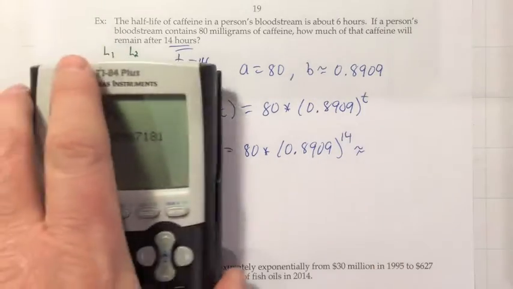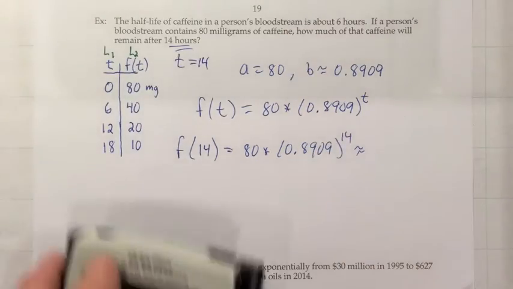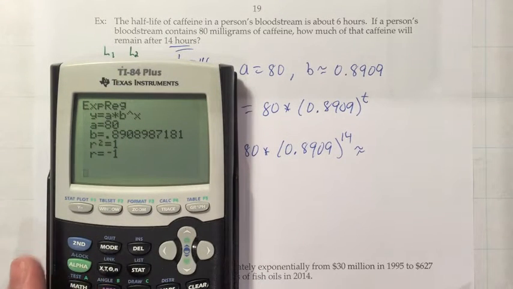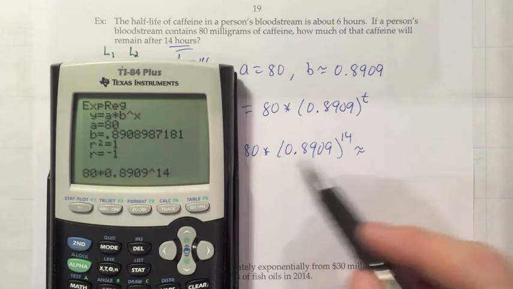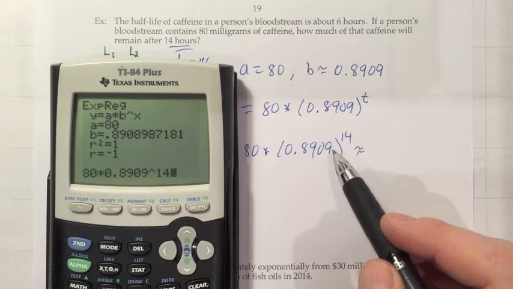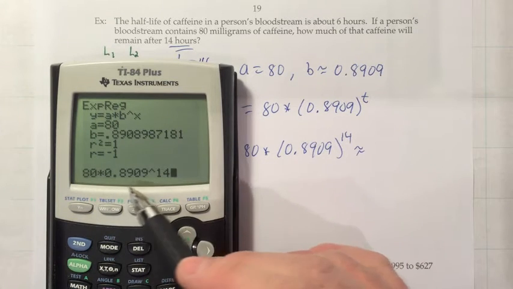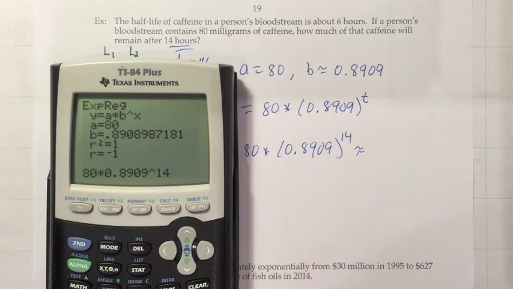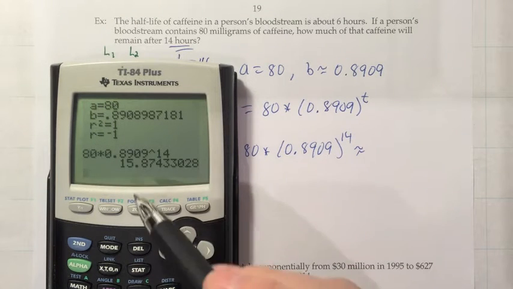And then we'll just round that to 1 decimal. There's no rounding directions here, so we'll just do something reasonable. All right, so let's see, 80 times 0.8909 raised to the 14th. Just a quick thing to point out, the parentheses here are just kind of visual to separate the exponent from the number and from the multiplication. They don't have to be there on the calculator. You can put them in if you want, but you don't have to.